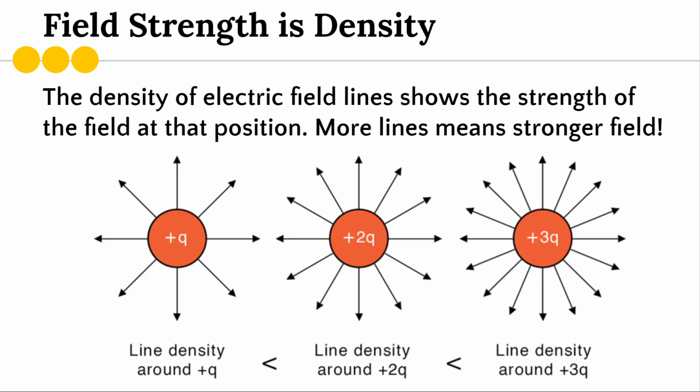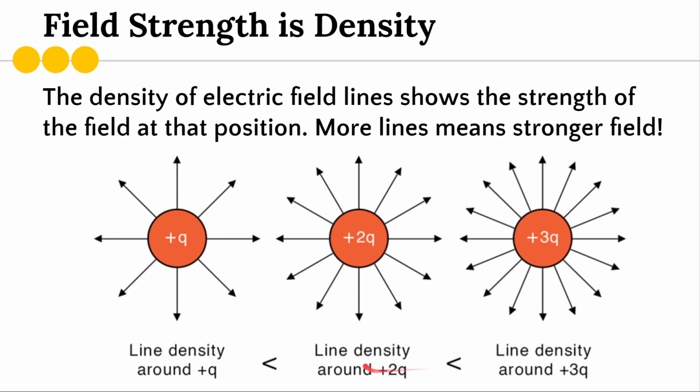Okay, so the first thing we can tell about our charged particles is whether they're positive or negative, but the second thing we can tell is how strong that charge is. And we can tell by looking at the field strength density, or the density of the field lines, which tells us how strong the field is. So that's what it says here. The density of electric field lines shows the strength of the field at that position. More lines means a stronger field.